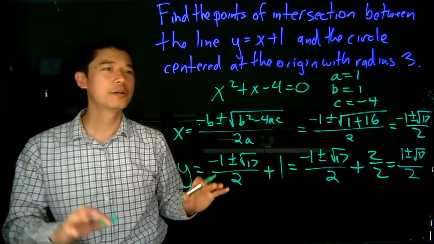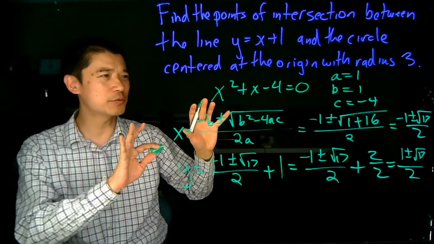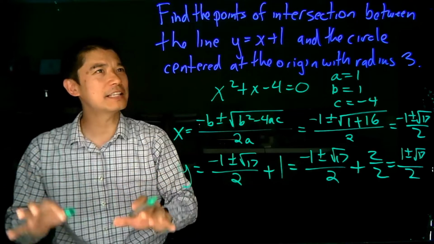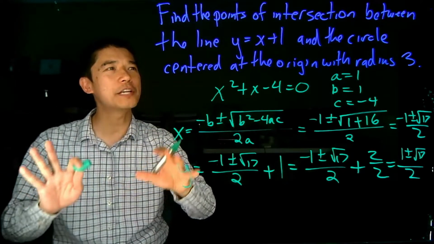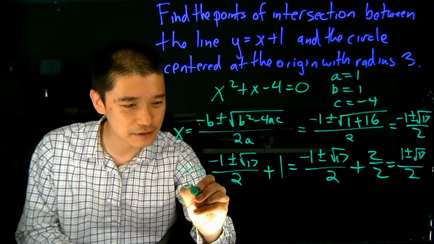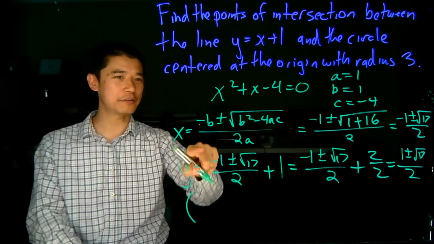Now at this point, a lot of students will just stop, but we haven't yet stated the points of intersection. We have some x values and some y values, but we need to pull it all together to get the points of intersection. So, what are our points of intersection?